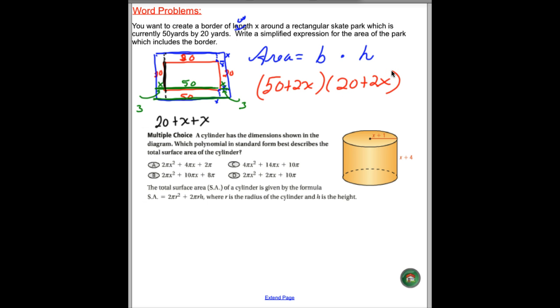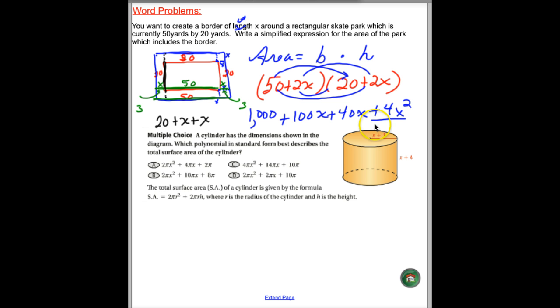And when I multiply this binomial, 2 terms, by another binomial, I FOIL: firsts, outsides, insides, lasts. Then I want it in standard form, just because I feel like it. And I want everything combined and simplified. So I'm going to lead with my highest degree, or highest power, which would be 4x squared. I've got 140 x's, and then I've also got plus 1,000.